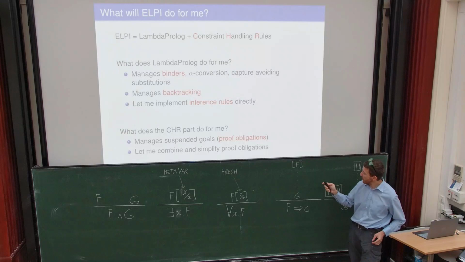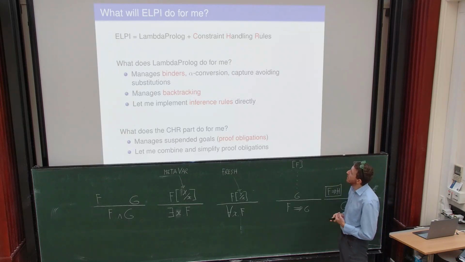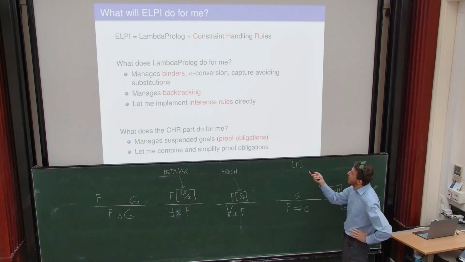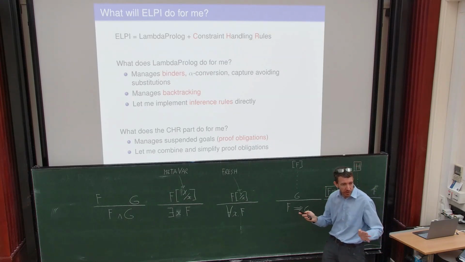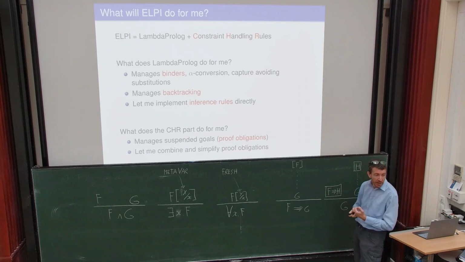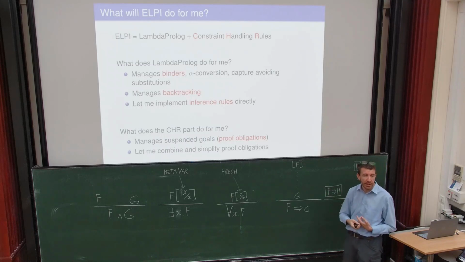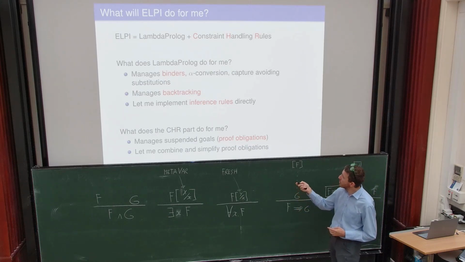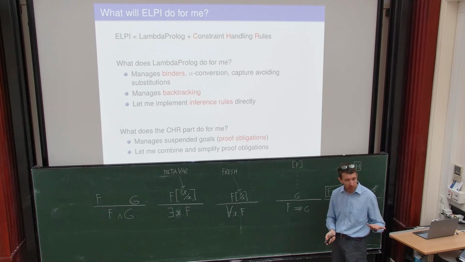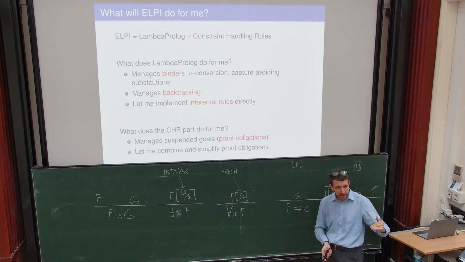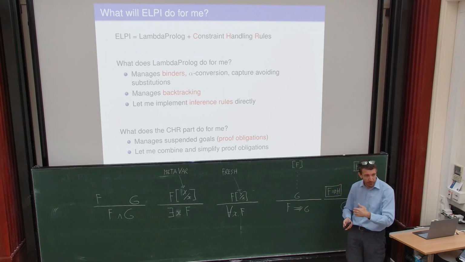So ELPI is Lambda Prolog, in fact, plus constraint handling rules. So what does the Lambda Prolog part do for me, and I will show you in the code in a bit. It manages binders, alpha conversion, capture avoiding substitution, all this comes for free. So if you want to implement your whole thing, this is for free. It manages backtracking because it's logic programming. So again, if you want to extend your system and you want to have automatic backtracking, it is for free. And it allows to implement inference rules almost directly. I will show you in a short bit the code of an interactive prover written in ELPI, and we will see that the inference rules are almost there.